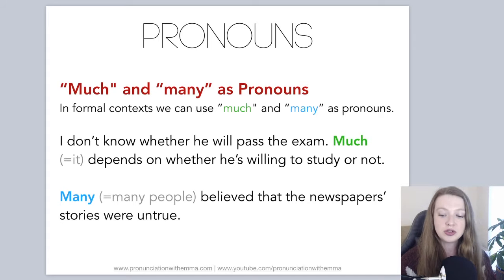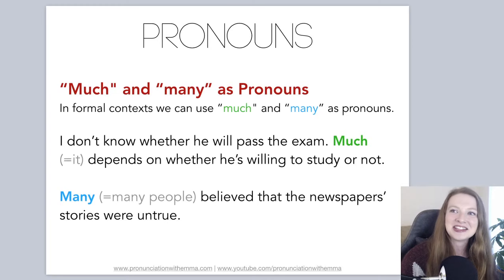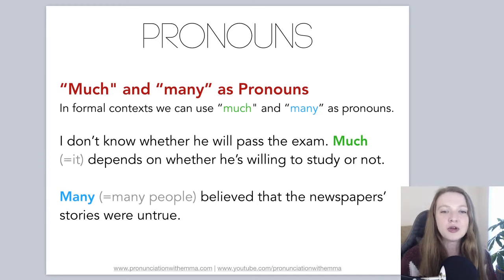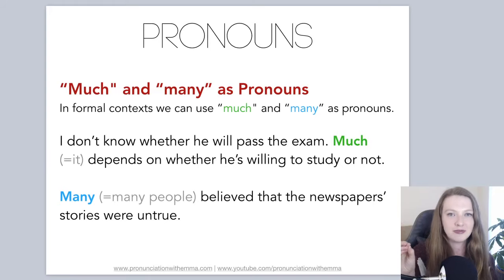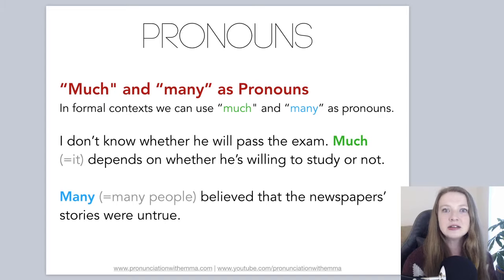The thing is that you do have to be careful, because if you say "many ate the food," okay? I don't know what the many talks about. You need to make sure that there's some context around it. Is it the many animals? Is it the many people? What is many that we're talking about here?